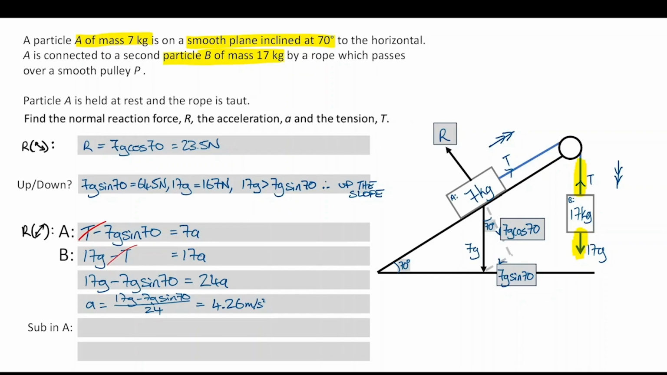If we substitute that back into the equation we got for A, T minus 7g sine 70 equals 7a, with a little bit of rearranging, and then we substitute our answer of 4.26, we get that tension equals 94.3 newtons. So with a few lines of working out and a very well labeled and used diagram, we get our acceleration, our tension, and earlier on, our normal reaction force.